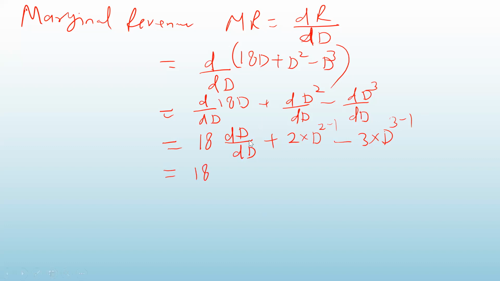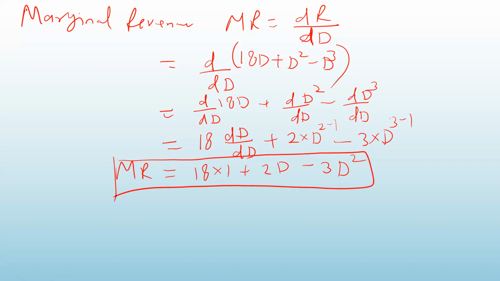Now what is the derivative of D with respect to D? It will be 1. What is the derivative of D square? It is 2 into D raised to 2 minus 1, so it is 2D, and this is 3D square. So marginal revenue is 18 into 1, that is 18. Okay. So I can very well omit this. 18 into 1 is the same as 18, so I can just write 18 here. Okay.